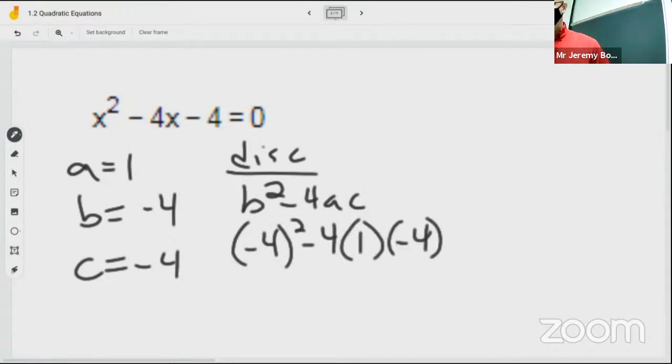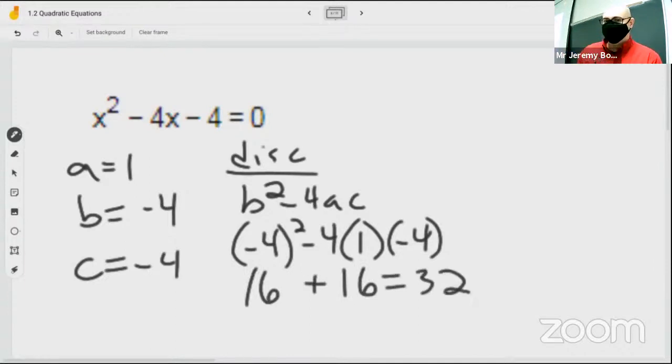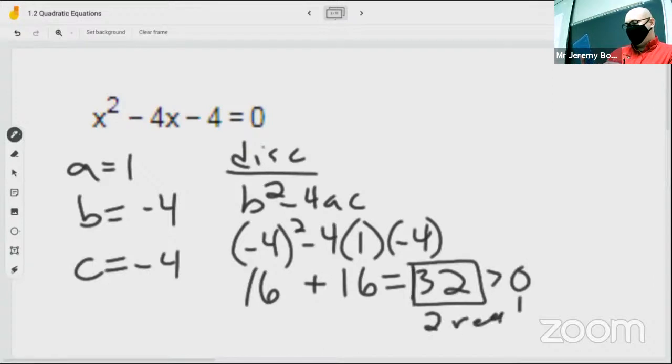Looks like we're going to have real solutions again here. So this is going to be 16 plus 16. You get 32. Is that what y'all got? I didn't mess anything up. So that tells us greater than 0, 2 real solutions. And you don't always have to write all that out. I'm just writing out my thought process. It's a good idea to do it to see what comes with this.